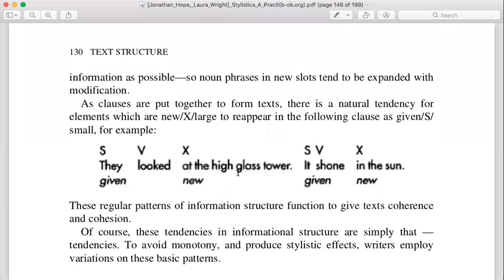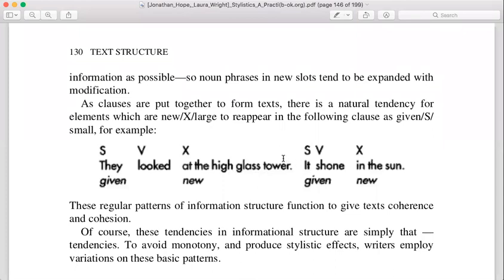At the high glass tower, okay, what did they do is the new information, right? So they is, pronouns are usually the given information, and this elaboration is the new information. Looked at the high glass tower. What did they do? They looked at the high glass tower.